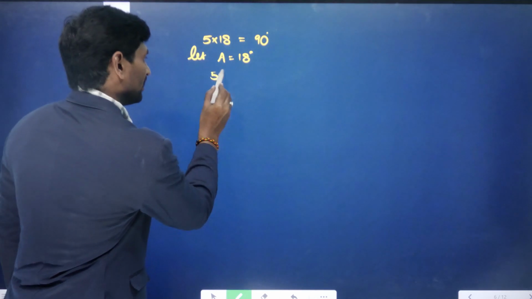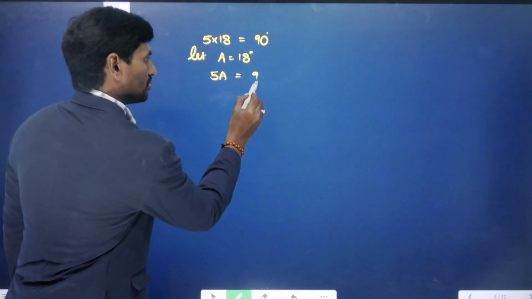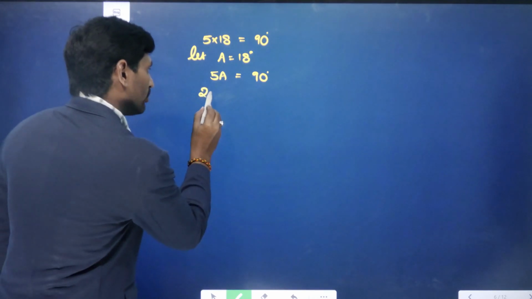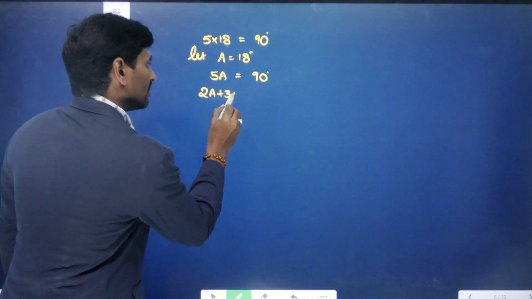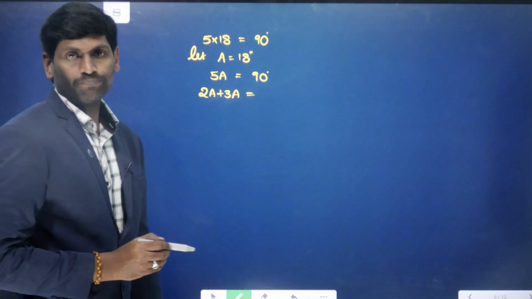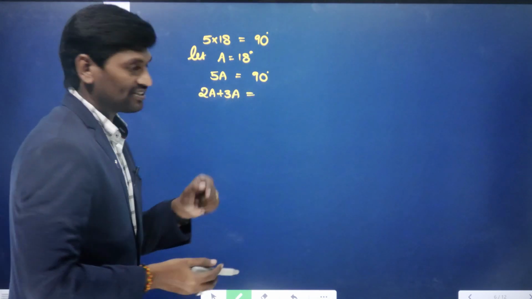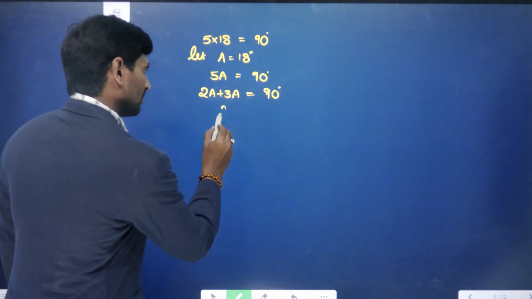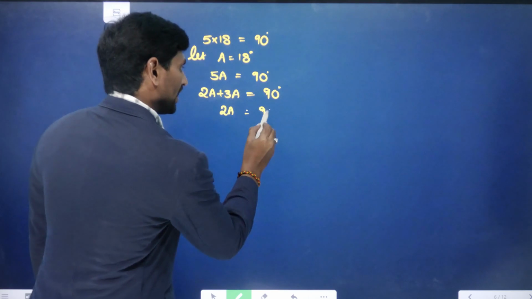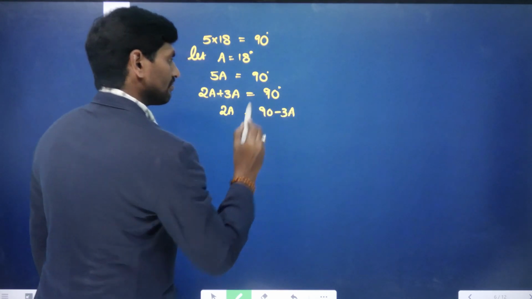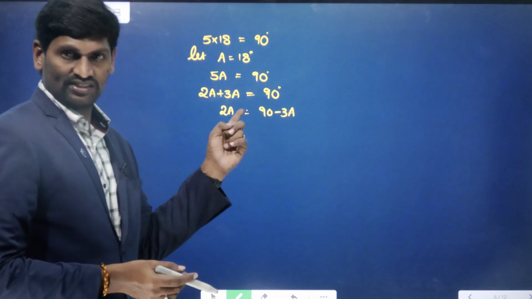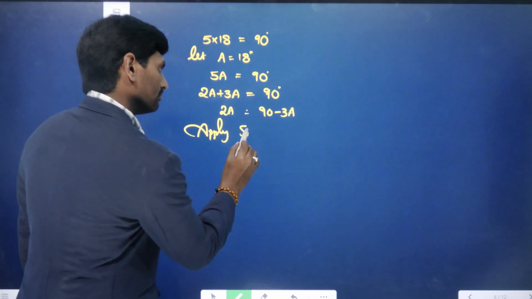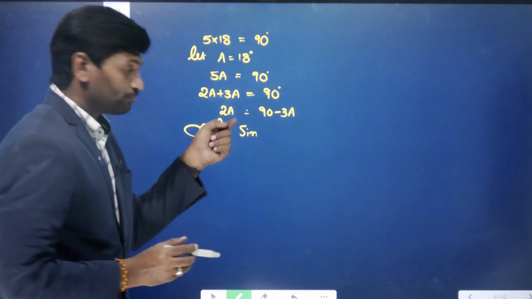Then it will be 5A equals 90 degrees. This 5A we can write as 2A plus 3A. 2A plus 3A equals 90 degrees. So 2A equals 90 minus 3A. Apply the sine ratio on both sides.